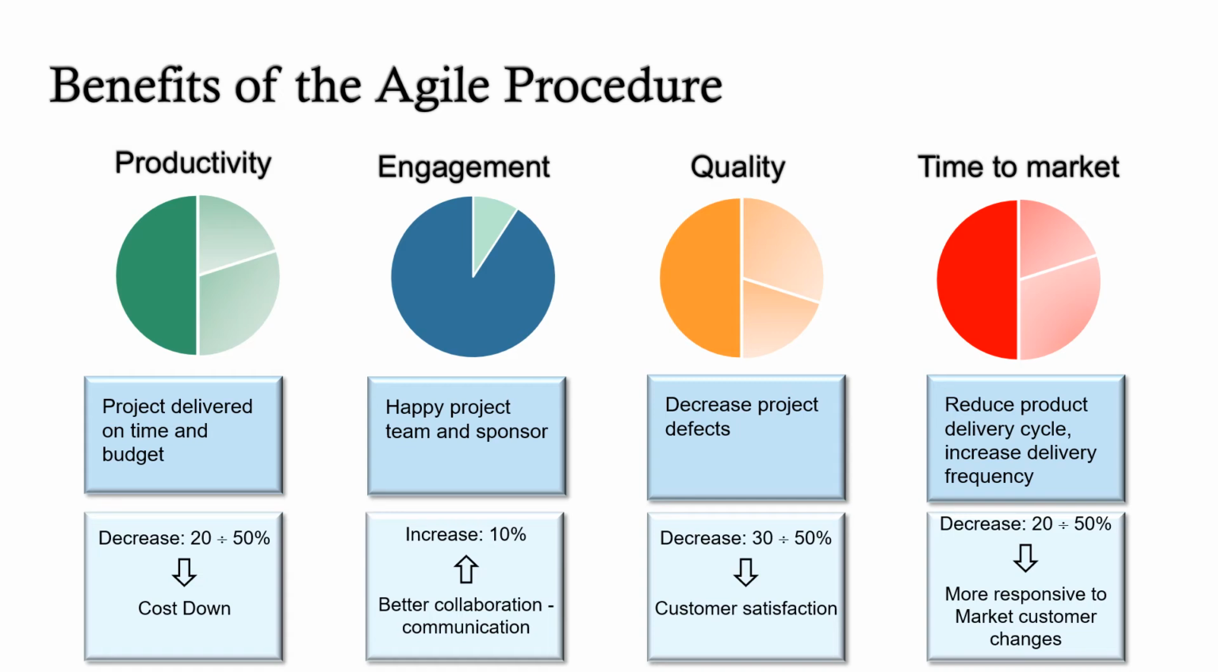Quality. Decrease project defects, about 30 to 50%. As a result, customer satisfaction. Time to market. Reduce product delivery cycle, increase delivery frequency. Decrease about 20 to 50%. The team is more responsive to market and customer changes.